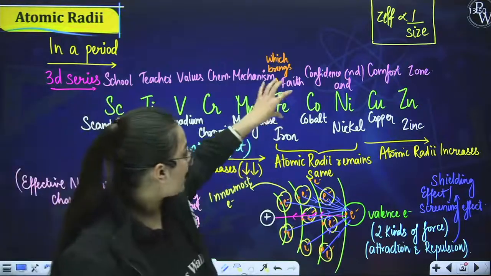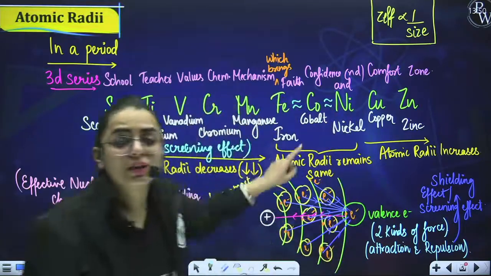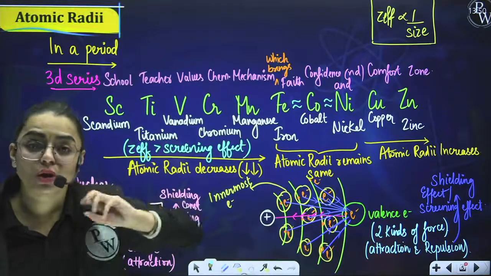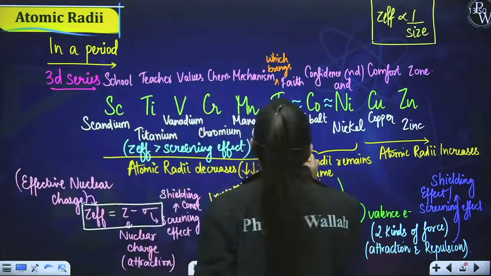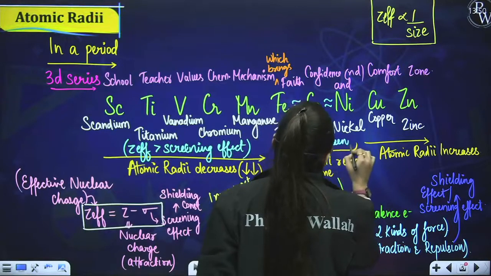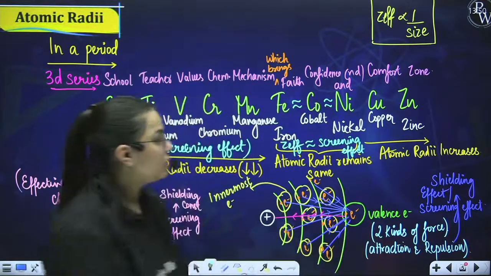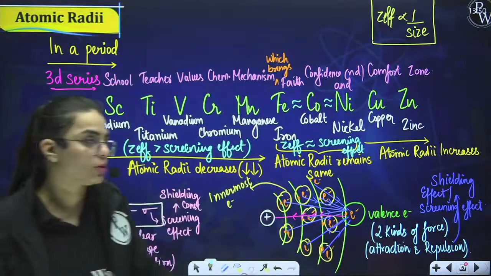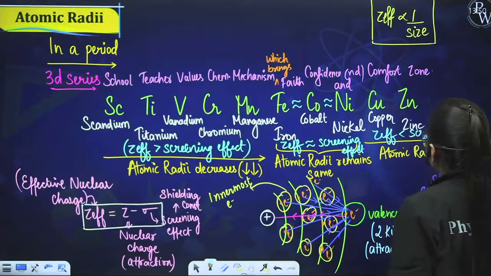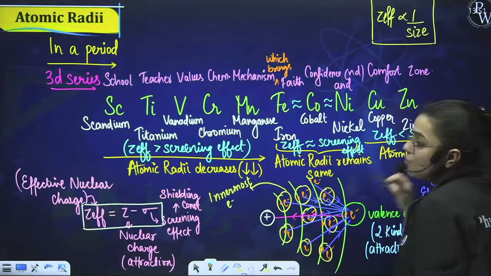Now when we talk about Fe, iron, cobalt and nickel, they almost have the same, equal radii. Why? Because over here the Z effective and the screening effect are almost the same. The values are almost the same. So over here we can say the Z effective is almost the same as the screening effect or the shielding constant. Now coming to the last, why does atomic radii increase? Because over here it is quite simple. Now Z effective is less than the screening effect. Now what is screening effect again? Screening effect is repulsion. Now if repulsion is more, what will happen?